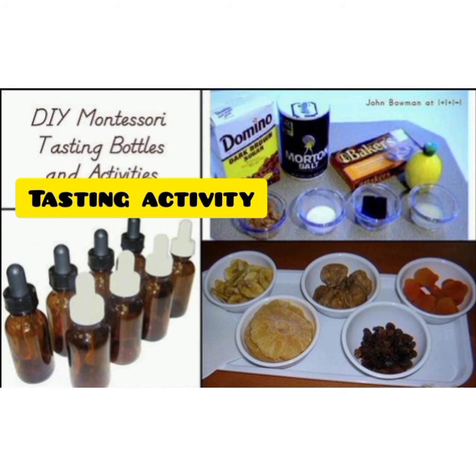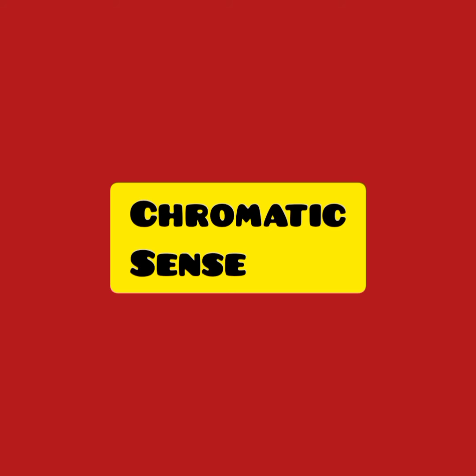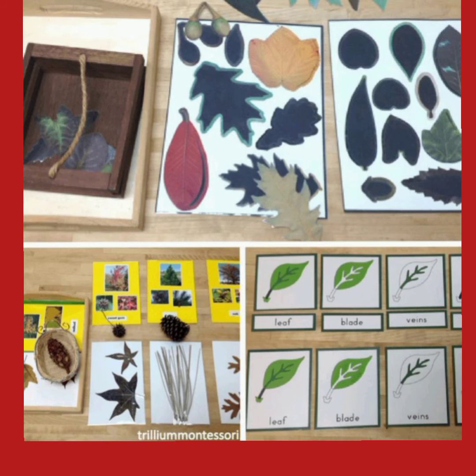Chromatic sense. Children isolate the chromatic sense with color tablet activities. Children first distinguish between primary colors, then secondary, and finally the various gradations of each. These exercises allow the child to look at a tree and see the many variations of green found in the leaves. They can observe the variation of color. The child can truly perceive the beauty found on earth.